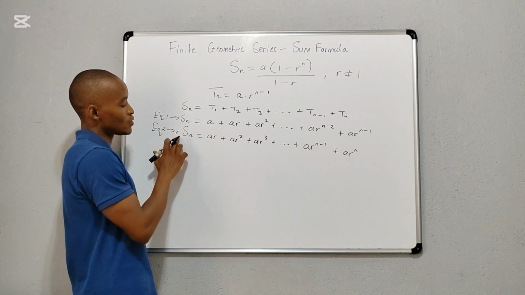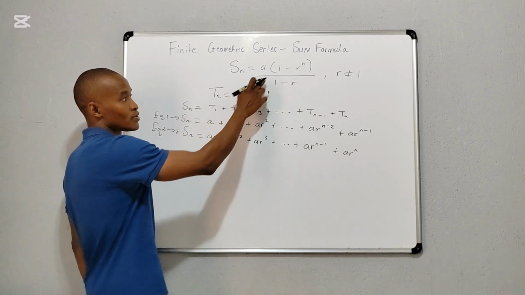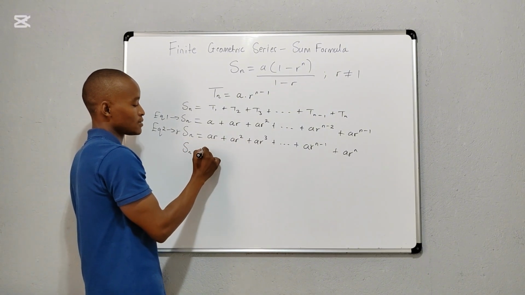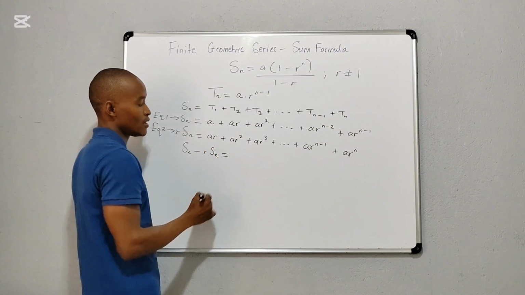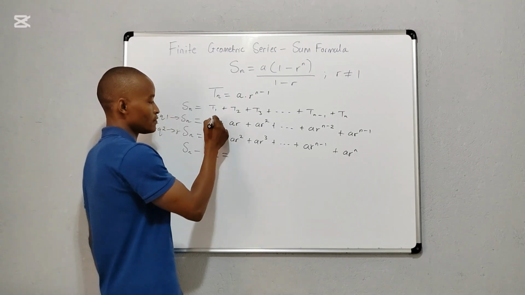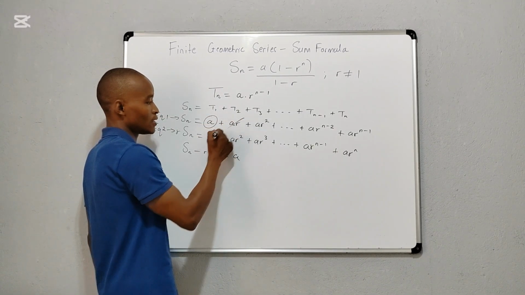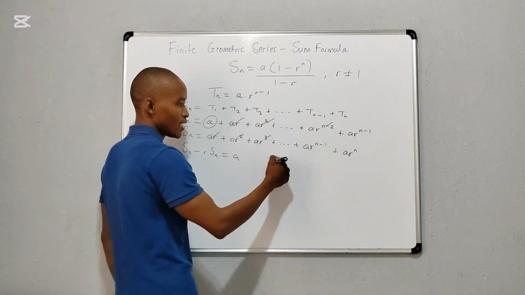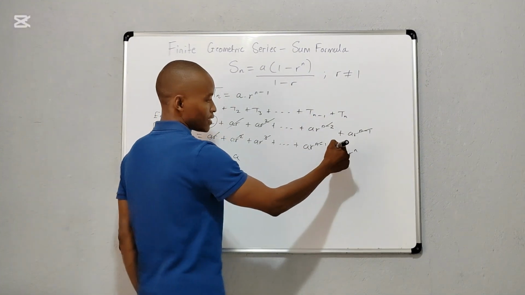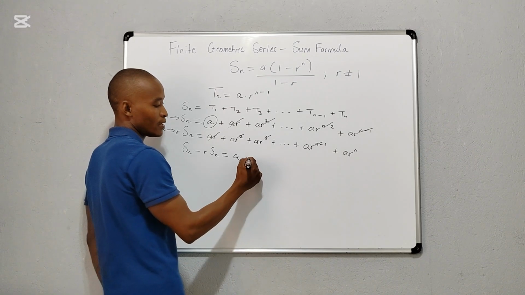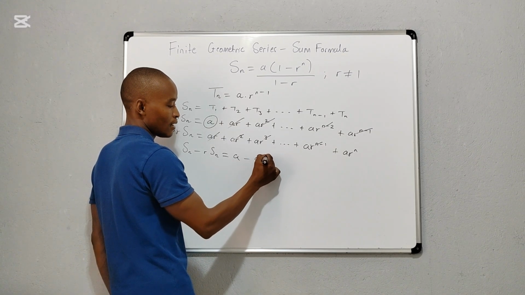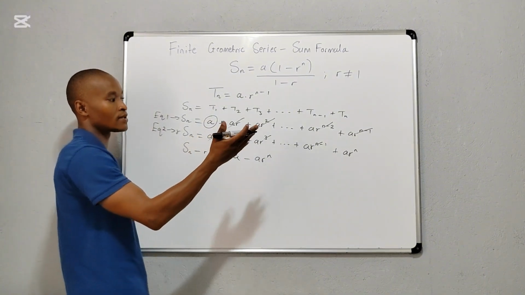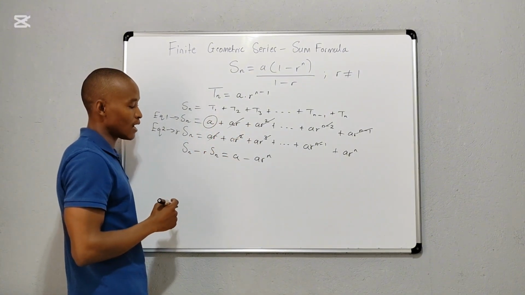Equation 1 minus equation 2. Why minus? Because we want that guy, right? So we have Sn minus rSn. What will happen here is that we'll have a, right? That will cancel with that, and that with that, and that with that, and that with that. So you end up with a minus ar to the power n, because all the other terms have cancelled out.